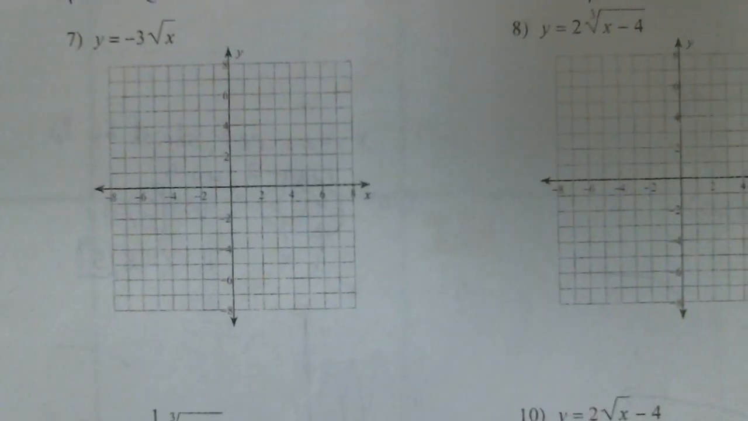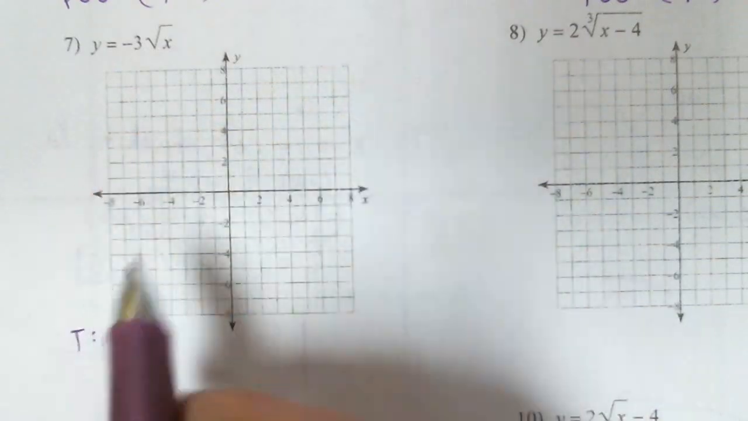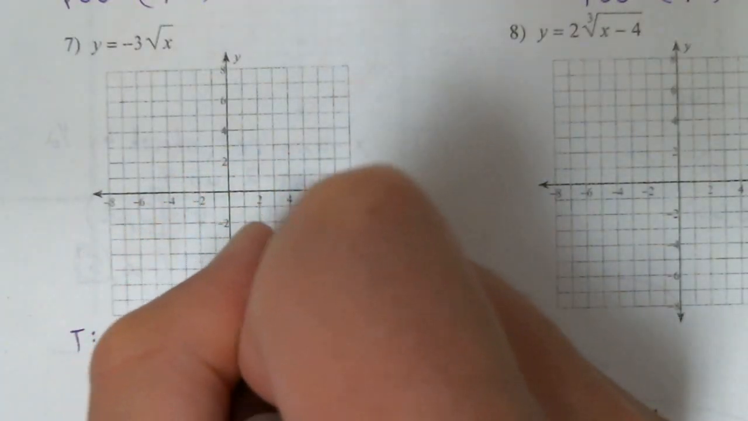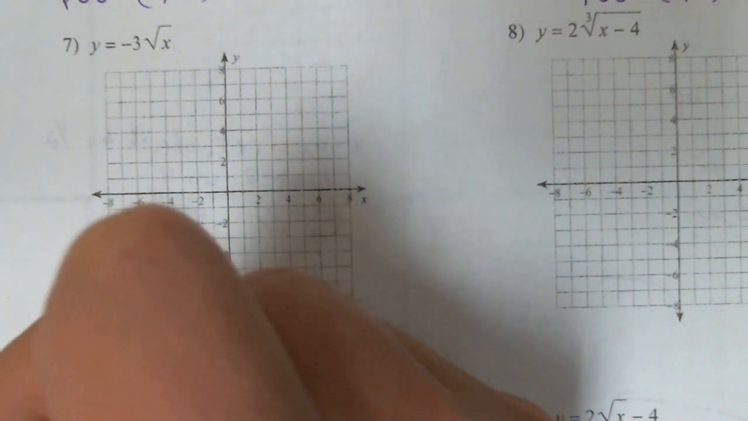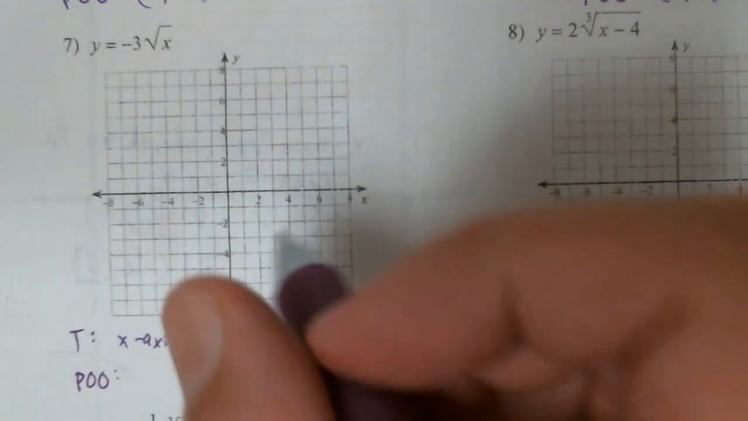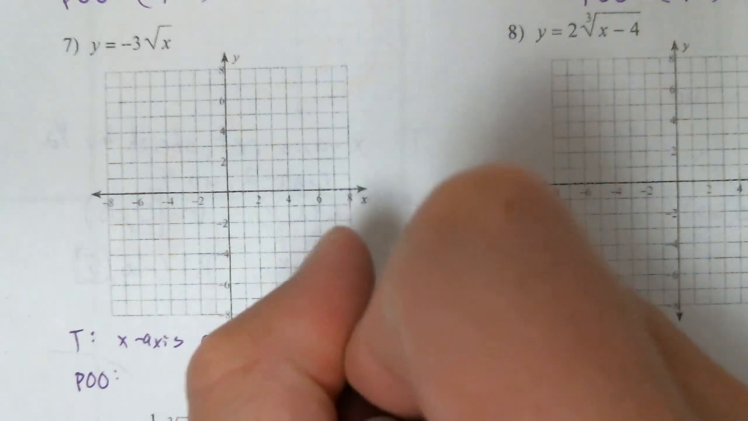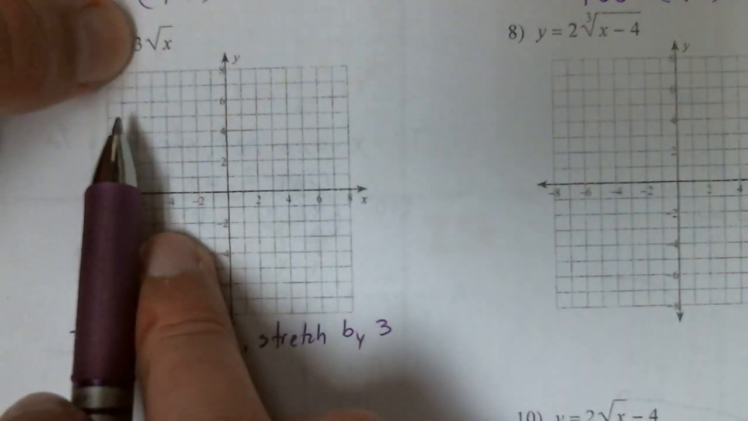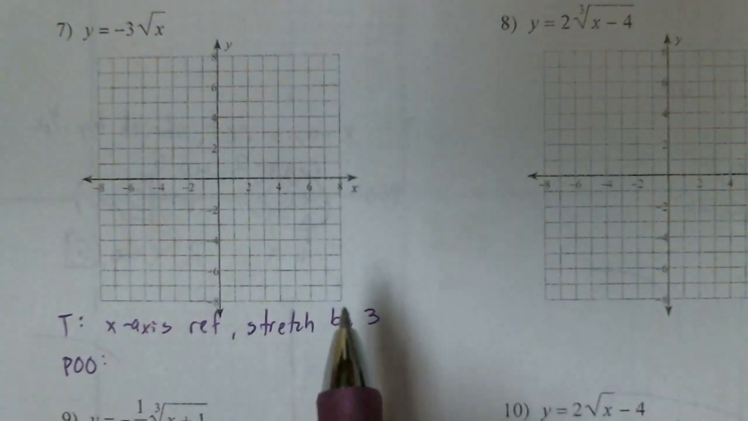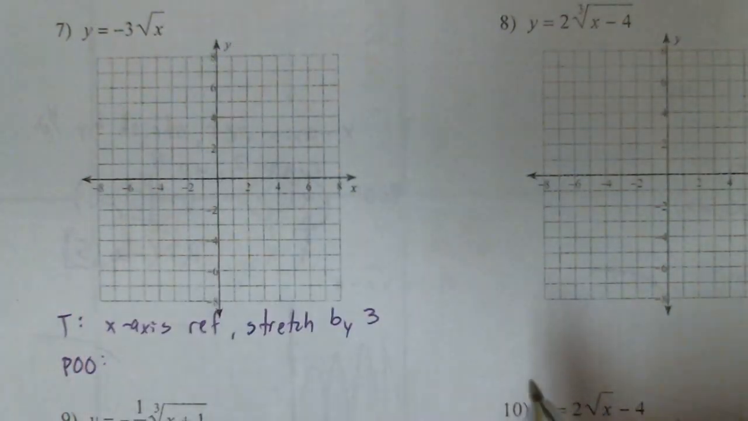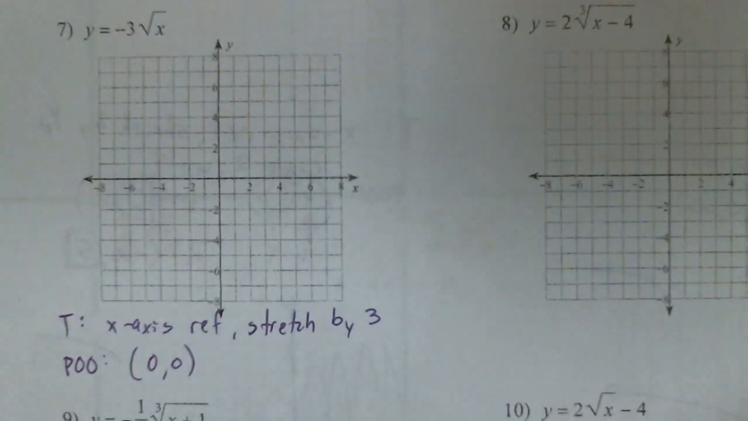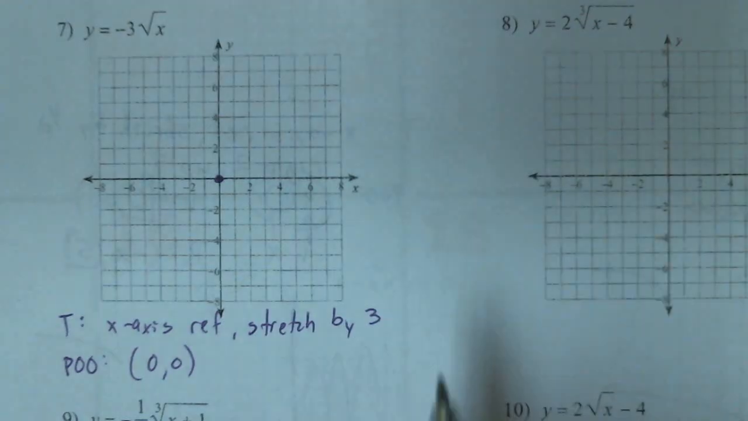Okay, number 7. Transformation, I see a negative, so that's going to be an x-axis reflection. What else do you see? I see a 3, so that's going to be a stretch by 3. Again, remember the negative has no effect on the stretch or the shrink. I don't have any horizontal shift and no vertical shift. My point of origin is 0, 0. Okay, so this is my origin.